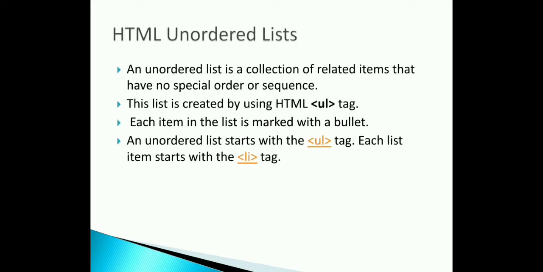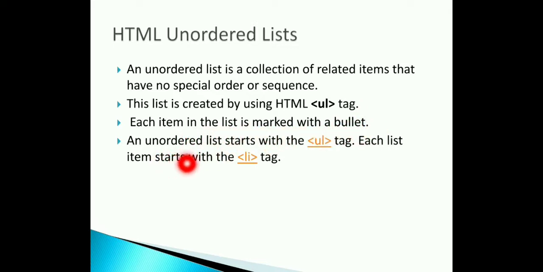So let's start with the unordered list. An unordered list is a collection of related items that have no special order or sequence. This list is created by using HTML UL tag. Each item in the list is marked with a bullet.